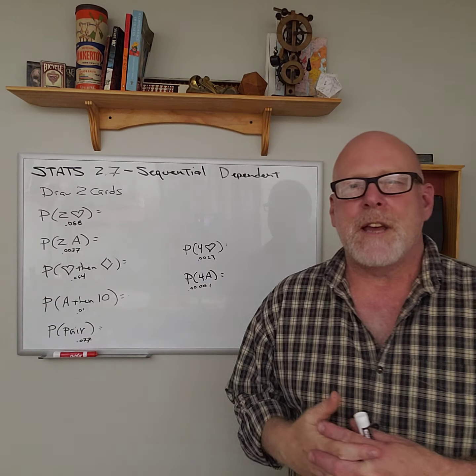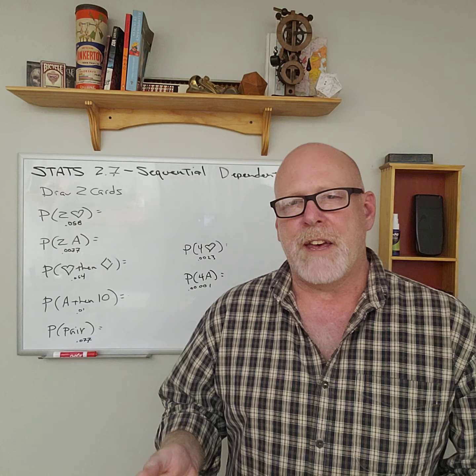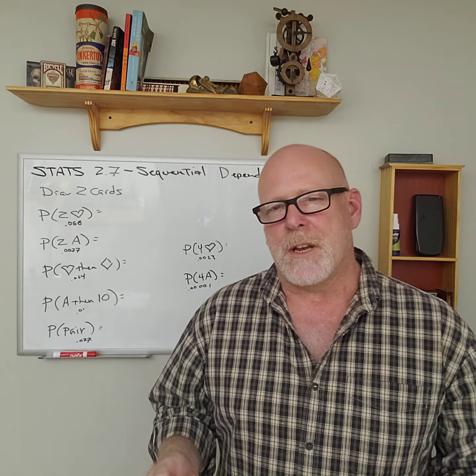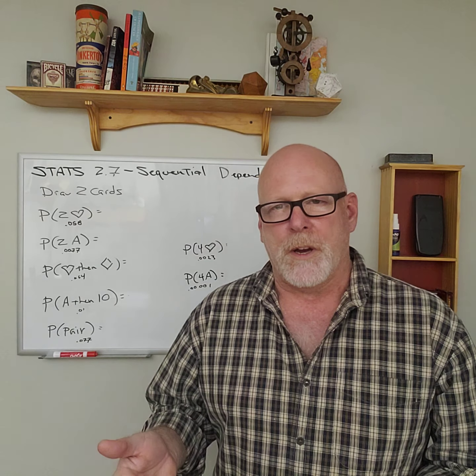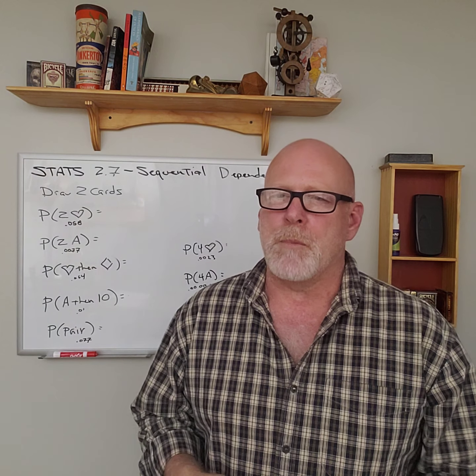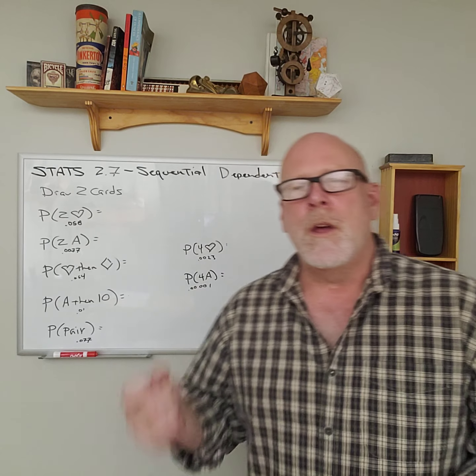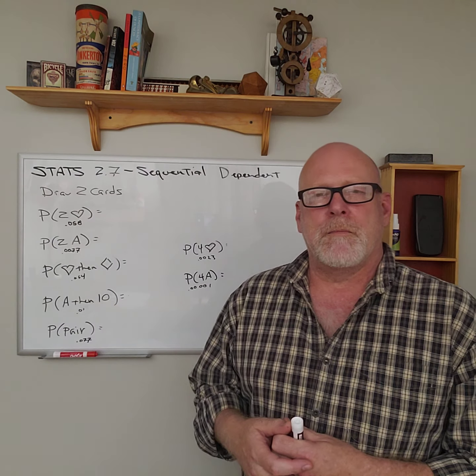Right. So last time we looked at the probability of sequential events where the first event did not affect subsequent events, like flipping a coin. You flip a coin once, that doesn't change the coin. It's going to have the same probability of heads or tails on the next flip. Same thing with dice. What about a deck of cards?